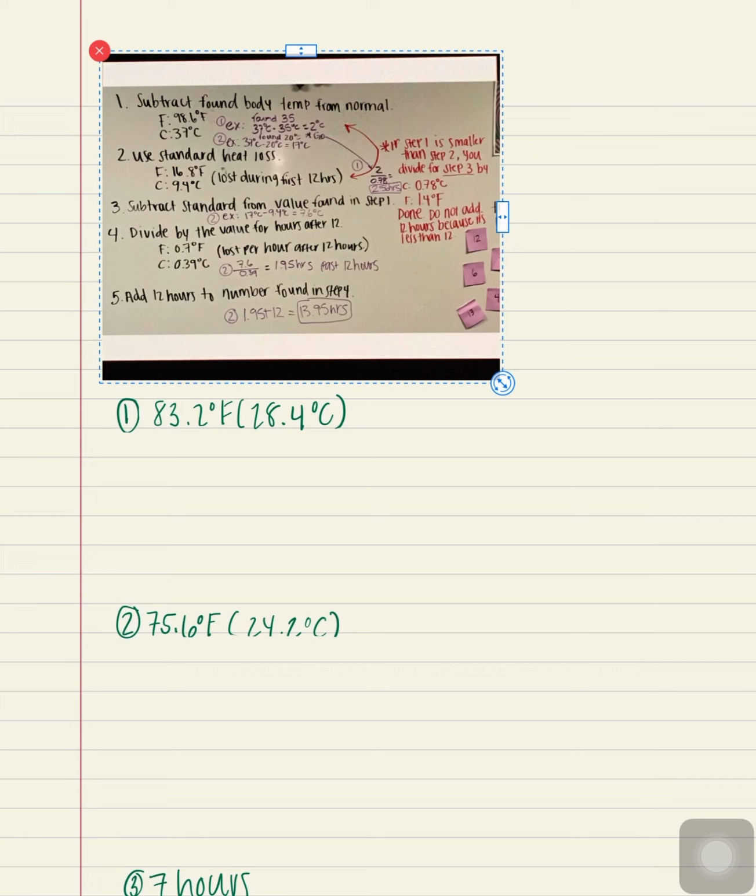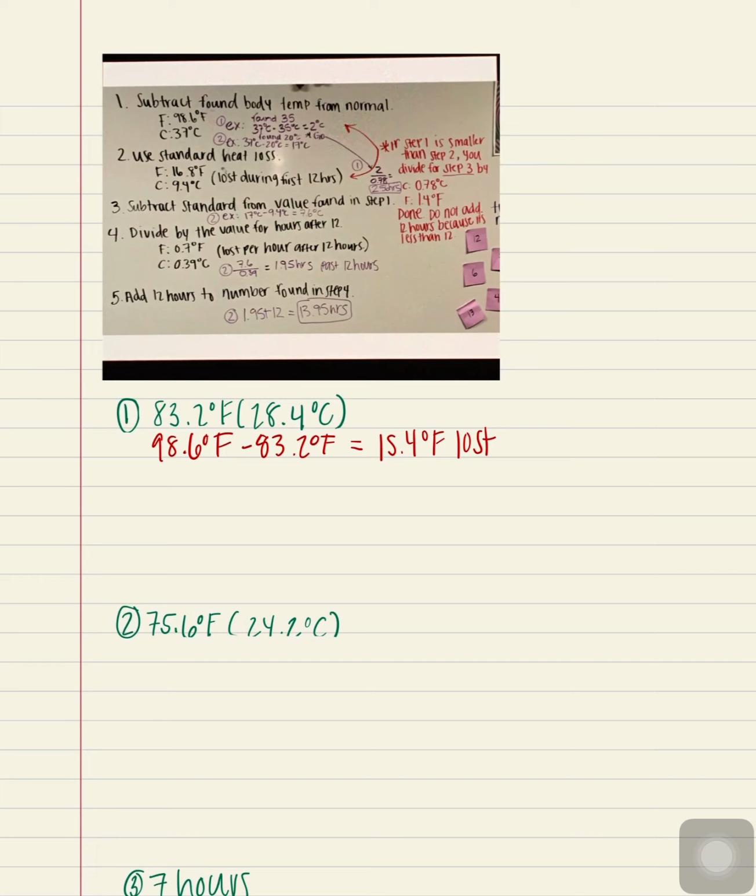Okay, so first step, subtract found body temperature from the normal. Our normal body temperature, if I go with Fahrenheit, is 98.6 degrees Fahrenheit, okay? And our found temperature is 83.2 degrees Fahrenheit. That is what we found when we put the probe into the liver. What I'll do then is subtract those two, get my handy dandy calculator out, and I get a value of 15.4 degrees Fahrenheit, and this is how much temperature has been lost, okay?